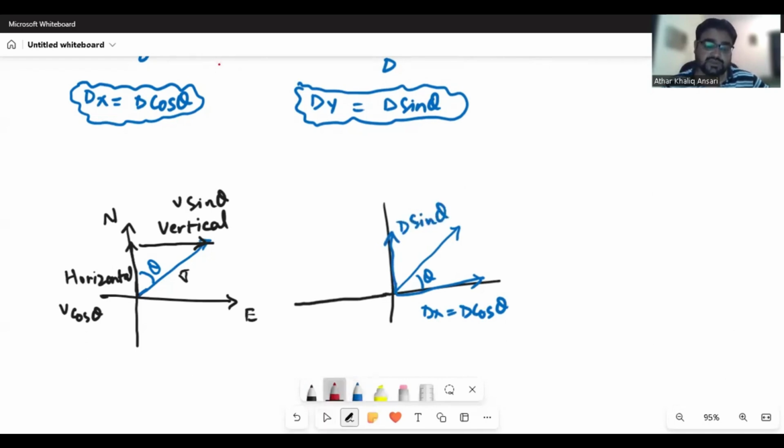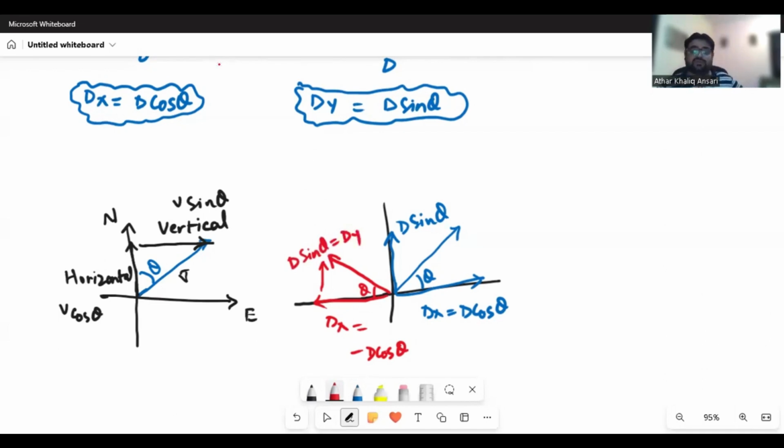But on the other hand, if the vector is in this coordinate, that is in the negative direction, and theta is given this one, similarly this will be dx, but this time dx will be negative because it is in the negative direction, so it will be negative d cosine theta. But dy in this case is upward, that is upward positive, so you can say d sine theta is dy. So this is how we can change our different calculations according to the component.